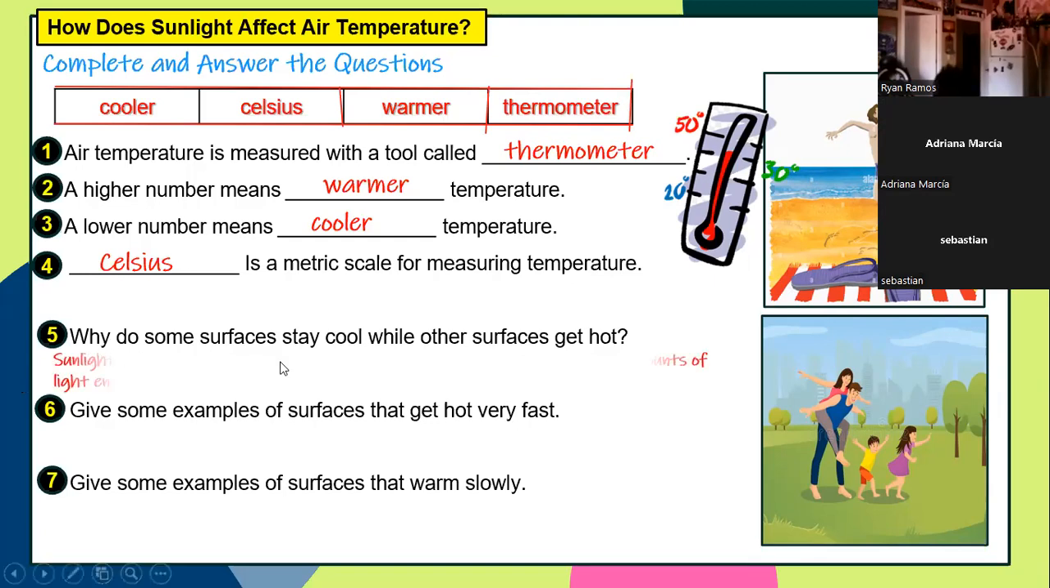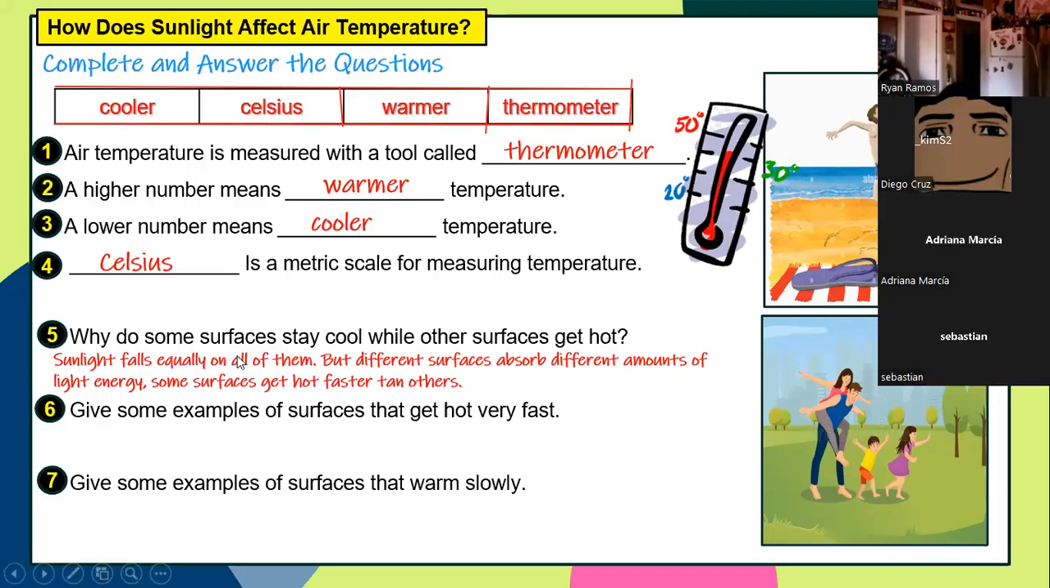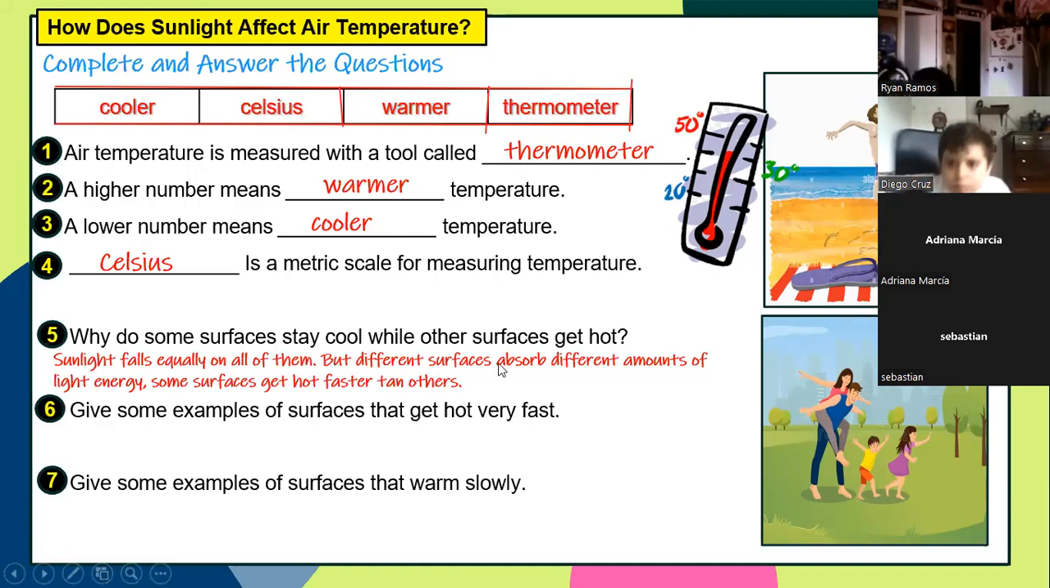So why? Sunlight falls equally on all of them. Sunlight falls on surfaces, on every point or on a place. This is the information you have to copy, Diego. But different surfaces absorb different amounts of light energy. Some surfaces get hot faster than others.